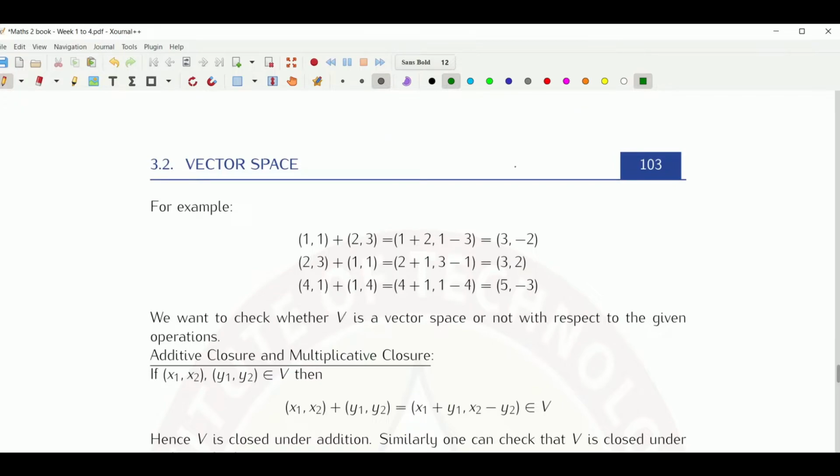Let's see this one. 1 1 and 2 3, it will be 1 1 and 2 3. It will be 3 minus 2. 2 3 and 1 1 will be 3 comma 2. 4 1 and 1 4, it will be 5 minus 3. We want to check whether V is a vector space or not with respect to the given operation.